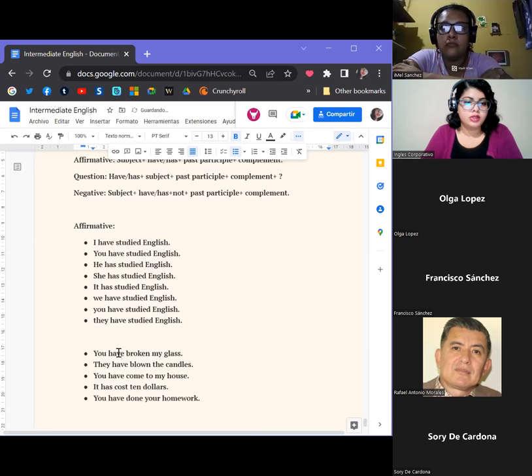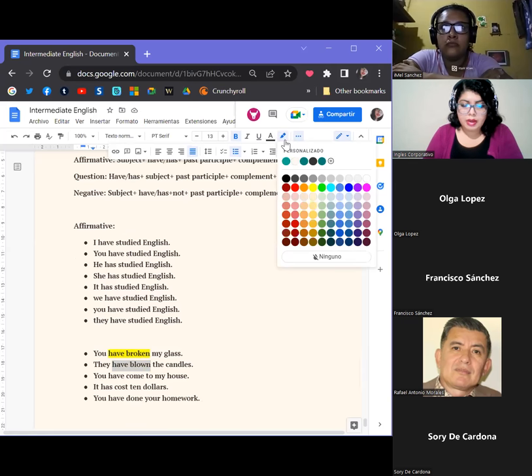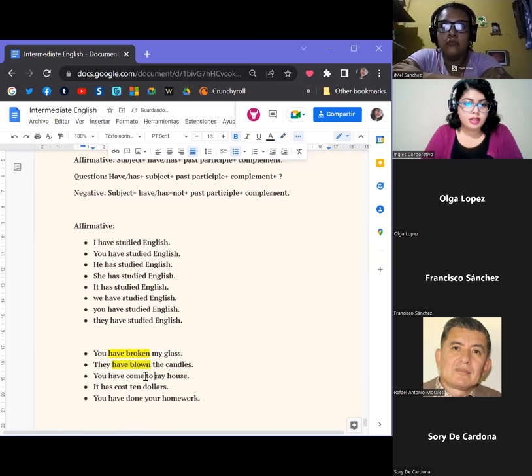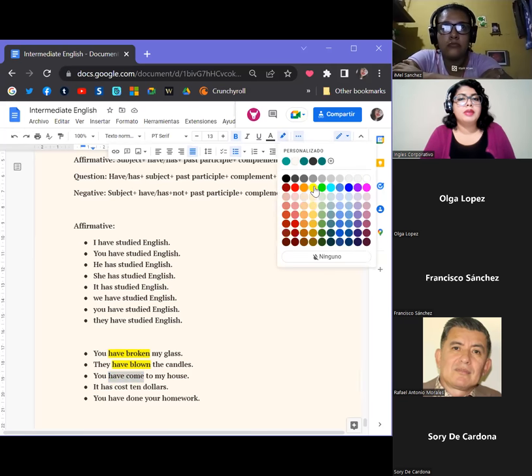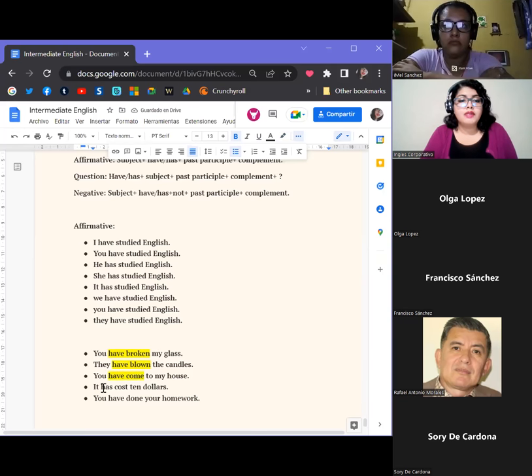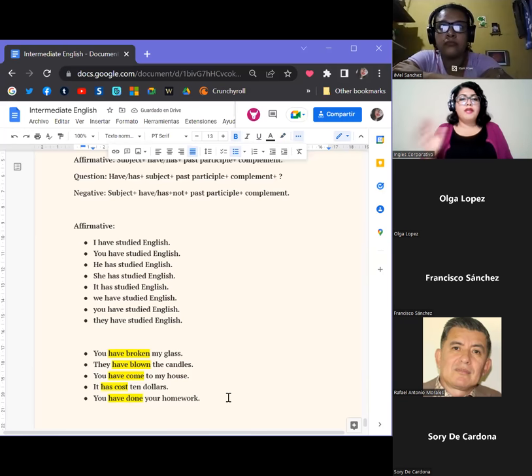So we have here the structure for the other sentences that we are creating. But remember that we are going to use have or has and the past participle, that is the number six. Así que siempre para este tipo de estructura, para el presente perfecto, vamos a utilizar el have o el has con la tercera columna de las listas de verbos que nosotros tenemos, que es el pasado participio, ¿verdad? So, in that case, we have there some affirmative sentences.